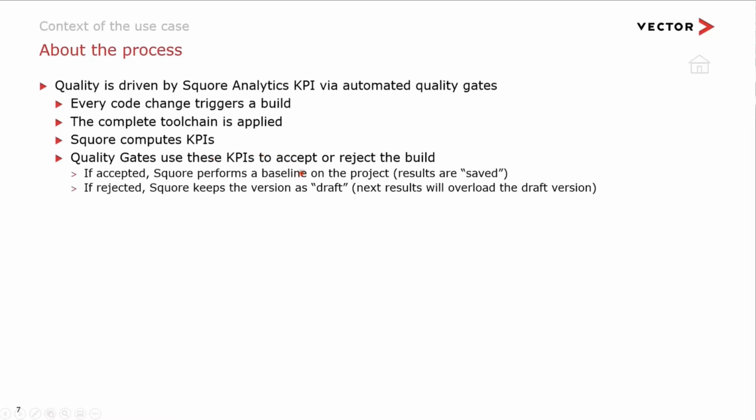If the gate is passed, Squore will perform a baseline, and so the result in Squore will be saved. The meaning of this is that we can deliver the product to the customer. If the gate is not passed, Squore will keep the version in the draft versions, and so the next run will overload the current result. And the meaning of that is that the delivery cannot be done to the customer.